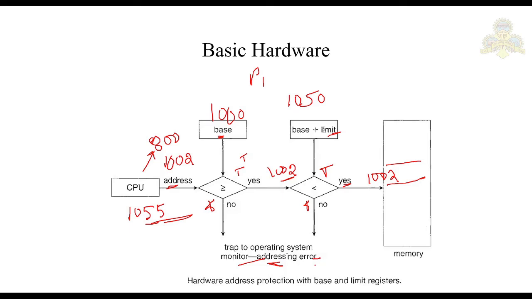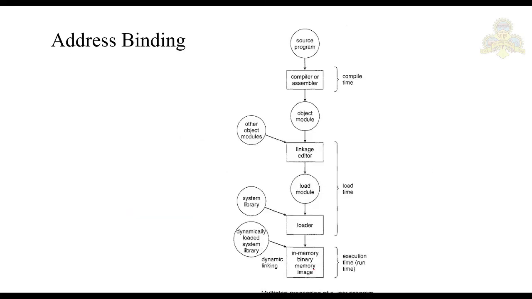Fine. Now let us talk about address binding. So basically, as I said, the CPU can directly access the main memory but not the secondary storage. Like I'll draw here: CPU can access main memory directly, and main memory can directly access secondary memory.